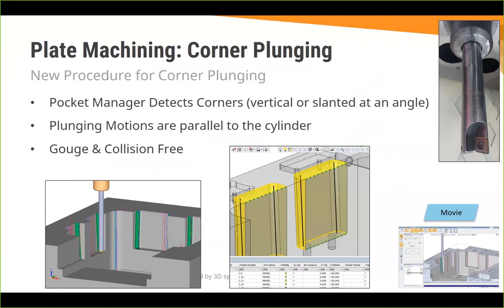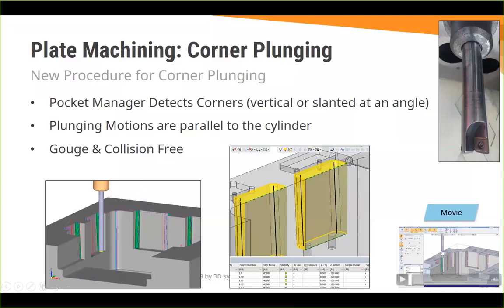Corner plunging, this is a new procedure allowing the pocket manager to detect the corners, and the corner can be vertical or slanted at an angle, and the plunging motion will go parallel to the cylinder, but in 3-axis. This motion will be, of course, gouge-free and collision-free. Here in the pocket feature, we see this line, which is the center line of the corner on which the plunging tool will go.